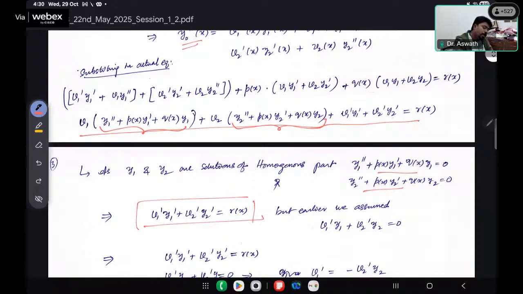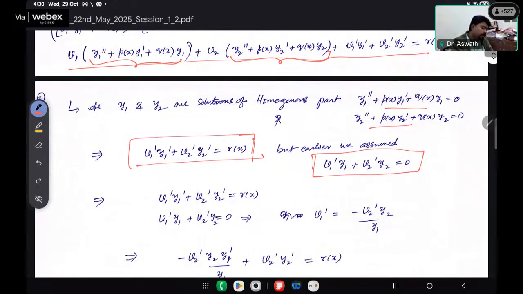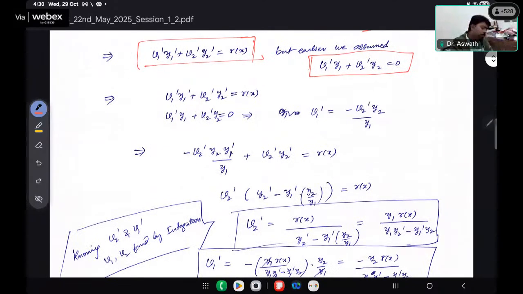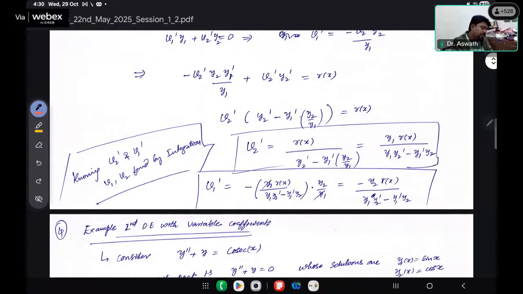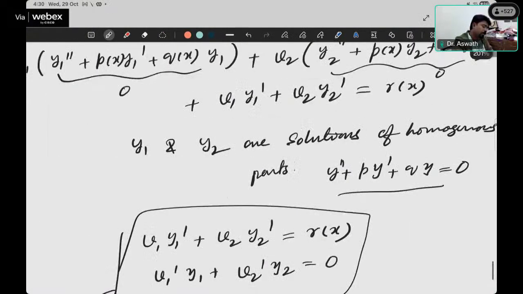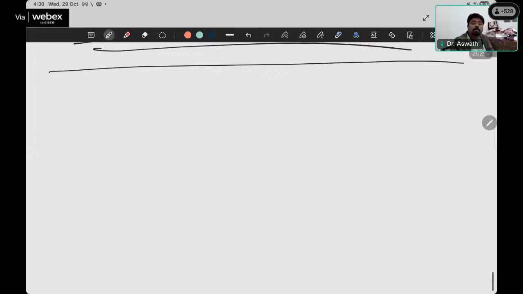Earlier I mandated or assumed this. So I have two equations for v1 and v2, with v1 dash and v2 dash in them. Now I want to find v1 prime and v2 prime. First I will find v1 prime and v2 prime. Later I will find explicitly v1, v2. Now, just for convenience and understanding, let's take one example. By the example, you will understand what I mean by that.